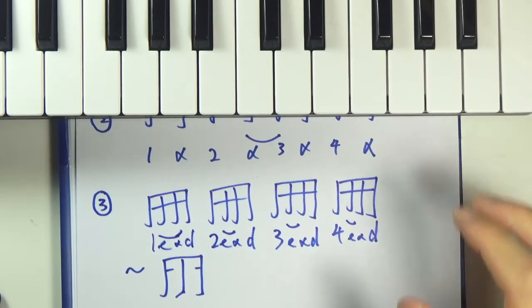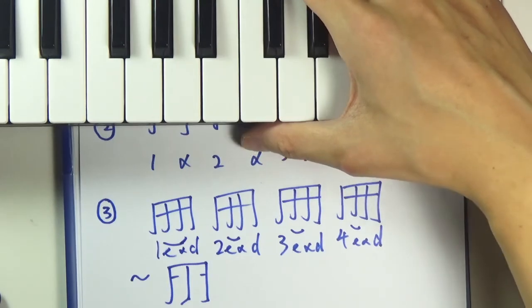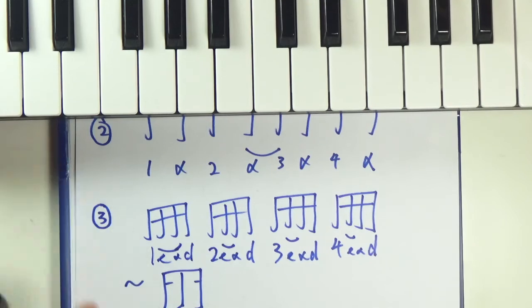So basically it lengthens the time value of a note by tying it with the next, and on paper they have to be of the same pitch.